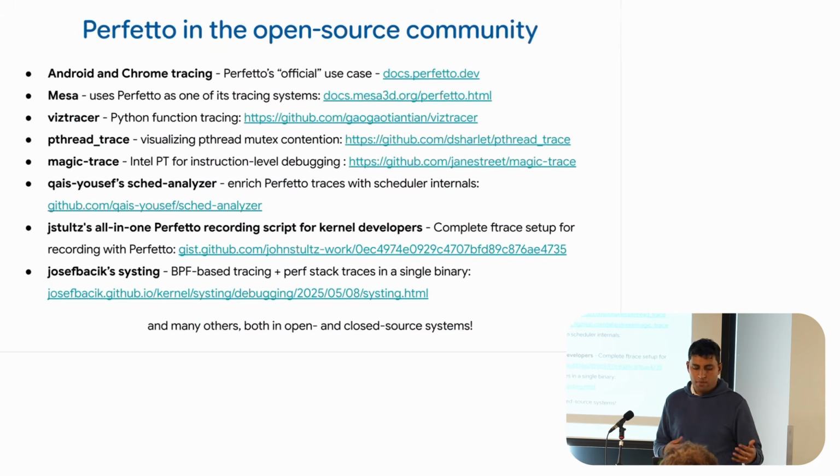But Mesa also uses Perfetto as their tracing system. One thing I could have shown you as well is collecting a Mesa trace and showing that along with all the stuff we see, so you can actually see what the GPU is doing at the same time, which would have been very cool, but I just didn't have time to do that. Vistrace is function tracing for Python, kind of similar to uftrace, but you don't have to recompile or do anything special. pthread trace is very cool.